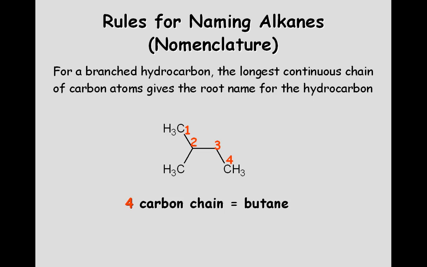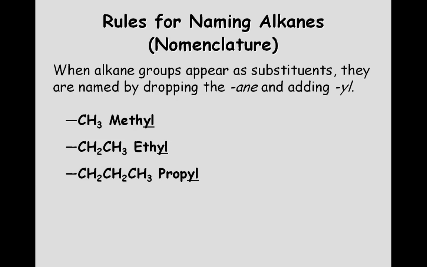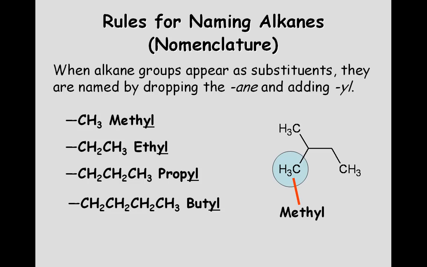butane. Now, when there are alkane groups attached to a long chain, like the CH3 group that you saw attached in the previous slide, they are named by dropping the ANE at the end and simply adding YL. So a CH3 group, normally CH4 is methane, CH3 then becomes methyl, a 2-carbon group becomes an ethyl group, a 3-carbon group becomes a propyl group, and a 4-carbon group becomes a butyl group. So in our previous structure, the little group that was attached that was not part of the 4 carbons in the chain would be called a methyl group.